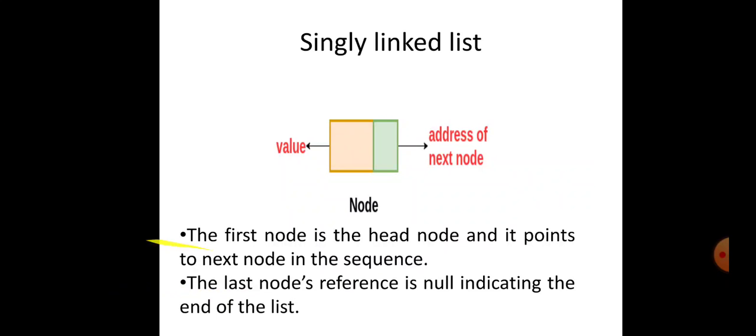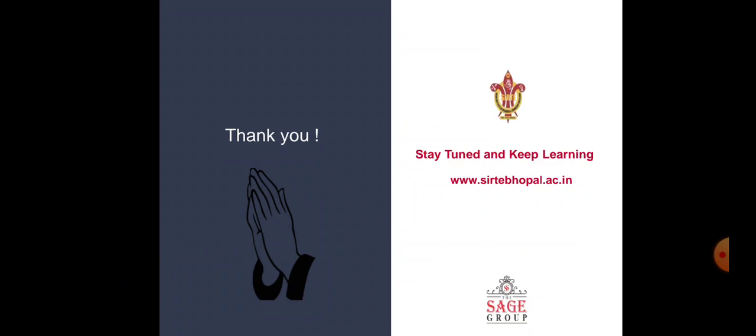So after that, in our next lecture, we will discuss another type of linked list. The name of the linked list is doubly linked list.